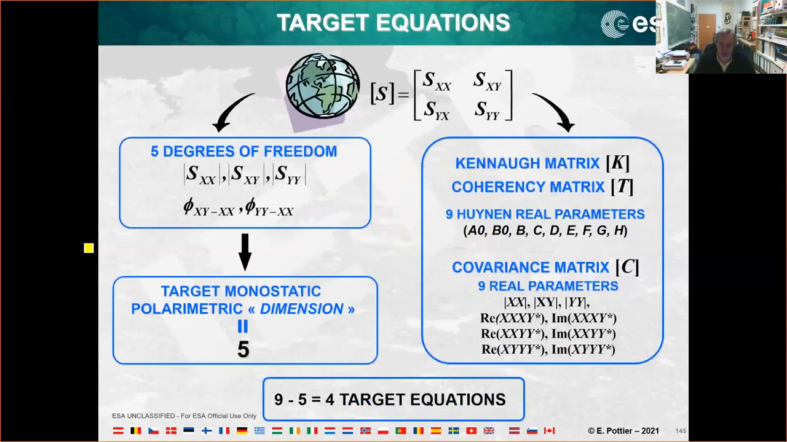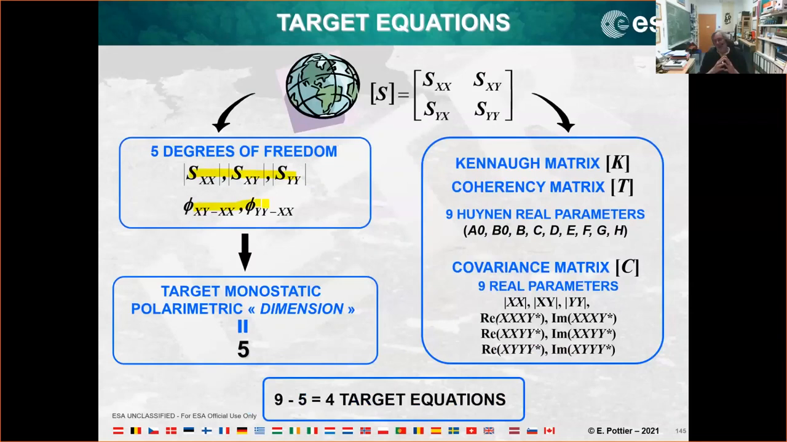Okay, so remember that my 5 degrees of freedom are coming from the 3 amplitudes of the coefficients of the scattering matrix and the 2 relative phases between the elements of the scattering matrix. 5 independent parameters, 5 degrees of freedom. The target dimension is equal to 5.